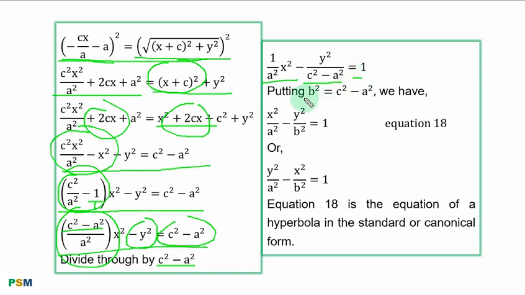Recall that b square is equal to c square minus a square. When you replace it, you have this result as equation 18 with major axis horizontal, or you have it in this form with major axis vertical. So equation 18 is the equation of a hyperbola in the standard form.